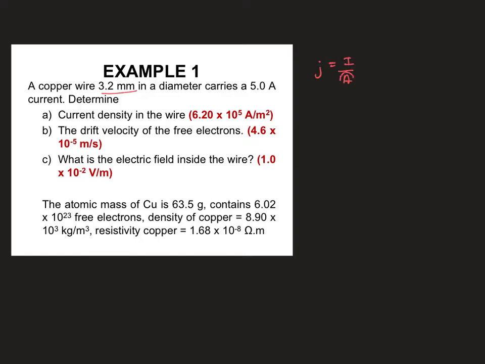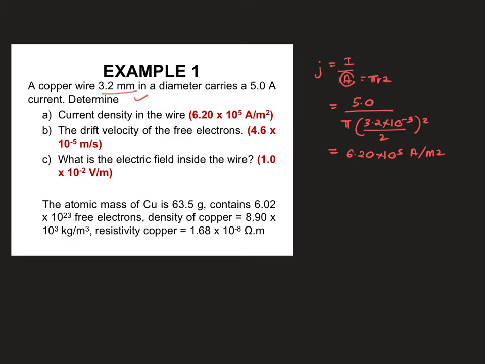Okay, so for the area here, because we assume it's going to be a circle, therefore it's going to be pi r squared. So make sure that you change millimeter into meter first. Okay, so you have 5.0 over, this one is the diameter. Okay, so it's going to be pi times (3.2 × 10^-3 divided by 2)^2, because you need to find the radius squared. Okay, so from here you are going to get your answer, which is 6.2 × 10^5 ampere per meter squared.